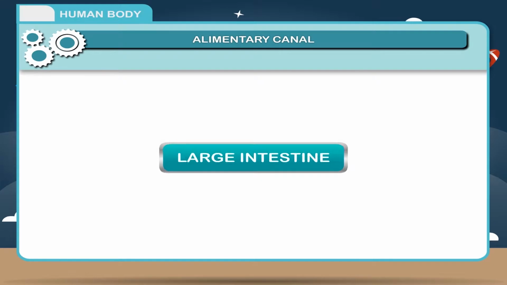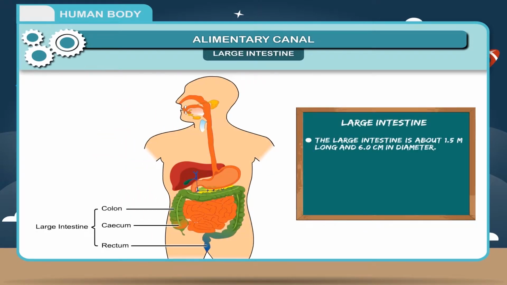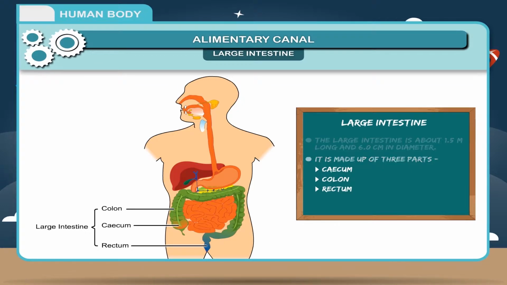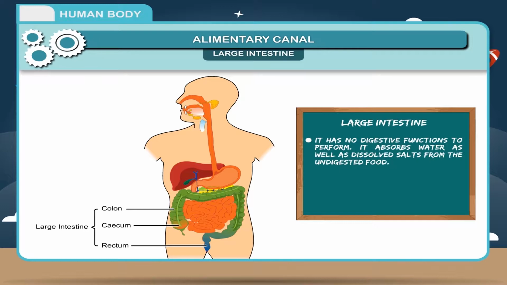Large intestine. The large intestine is about 1.5 meter long and 6 centimeter in diameter. It is made up of three parts: the cecum, a pouch at the beginning of the large intestine which joins it to the small intestine; colon; and the rectum, where feces are stored until they are passed out of the body. The large intestine has no digestive functions to perform. It absorbs water as well as dissolved salts from the undigested food.